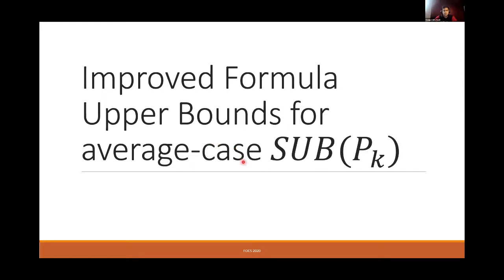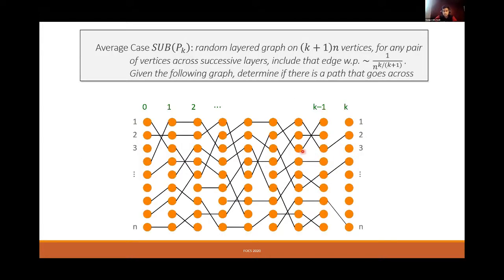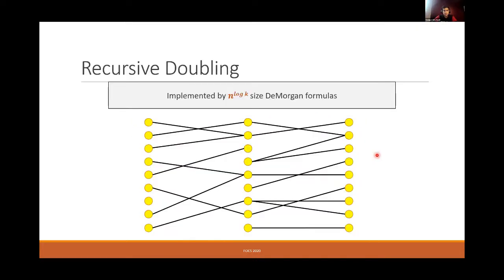And then we have a couple of supplementary results. These are about formula upper bounds for average case SUB-PK. In the average case version of SUB-PK, you have a layered graph, and you include any edge across layers with probability roughly 1/n. The problem is to determine if there's a path that goes all the way across. It turns out there are very simple n to the log k De Morgan formulas.